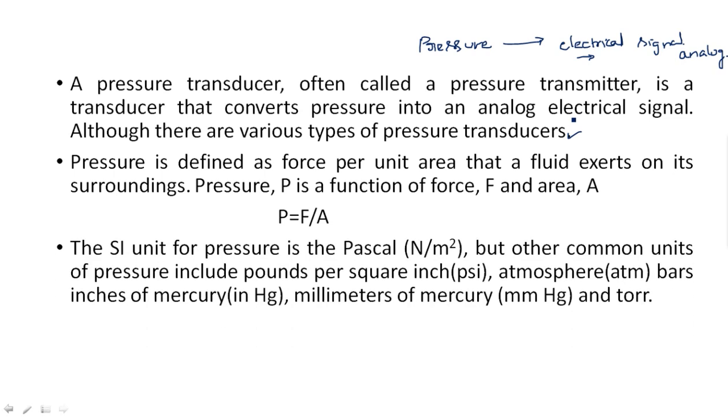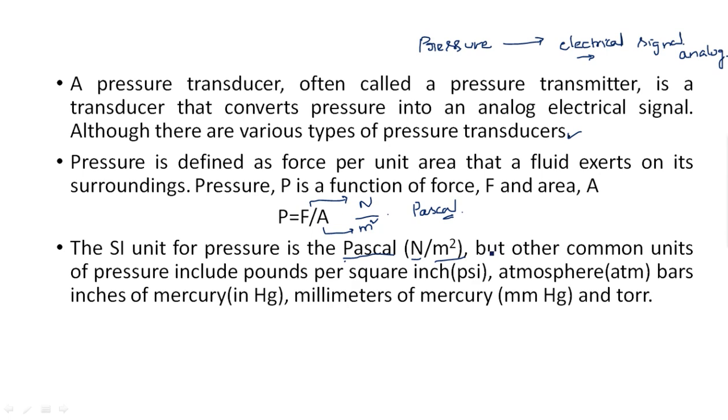The units are also important to remember, because several types of units exist. In the normal conventional way, the SI unit for pressure is the Pascal. It can also be written as newtons per meter square, because the force unit is newtons and the area is meter square. In terms of pressure we write it as Pascal.